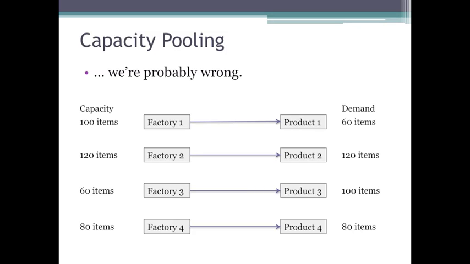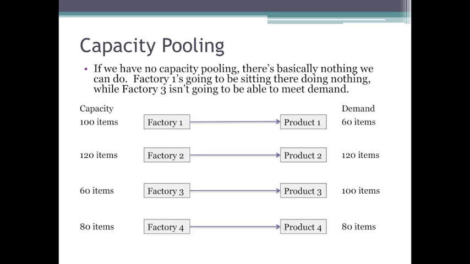We're not psychic. We try our best, but chances are our estimates of what demand is going to be probably isn't going to be absolutely right. So, what can we do? Well, if we have no capacity pooling, none whatsoever, there's basically nothing we can do. Factory 1 is going to be sitting there doing nothing, while Factory 3 isn't going to be able to meet demand.